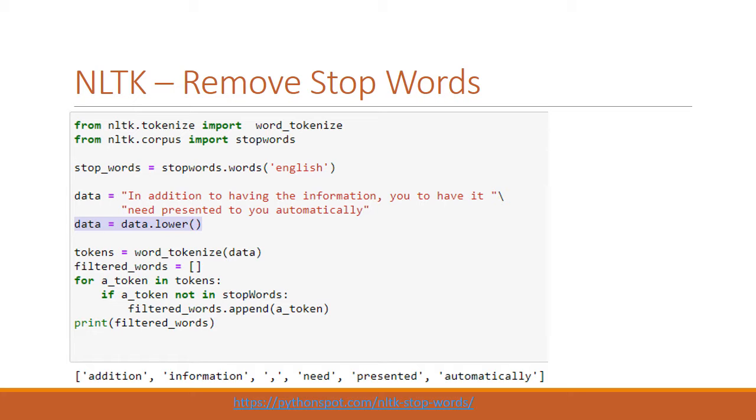Therefore, in order to be able to remove the stop words from our data, we need to convert our data to lowercase. So we've added a line of code, highlighted there, where we call the method lower on our string, data.lower, and we assign that to data. We've converted our data to all lowercase. Now when we execute our code for filtering out the stop words and we print the filtered words, we see that uppercase IN no longer appears in our list.